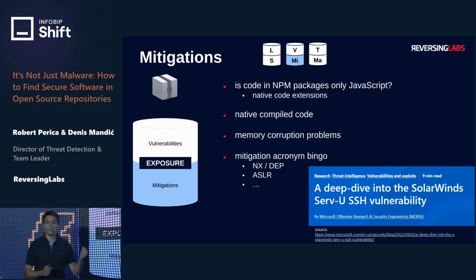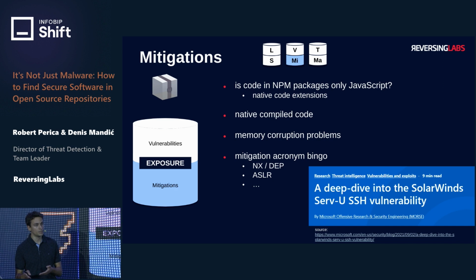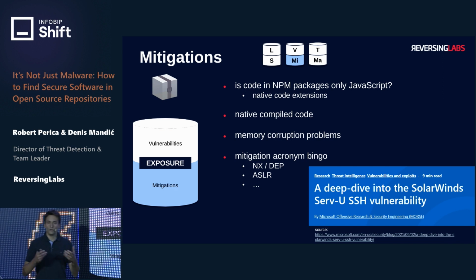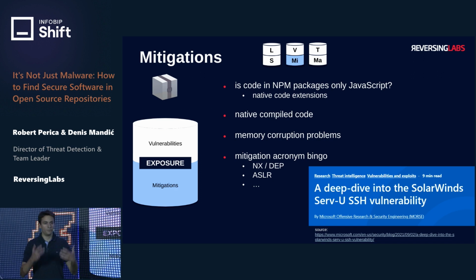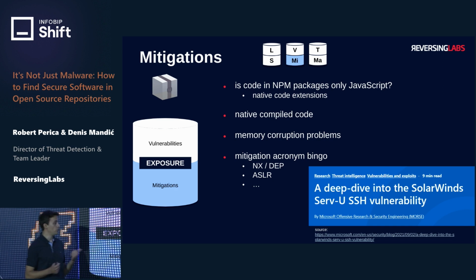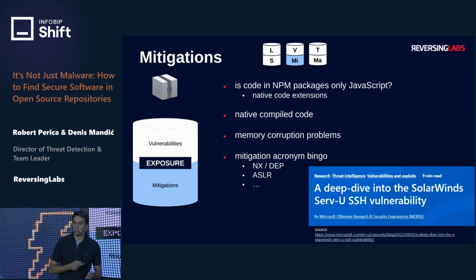Turns out, NPM allows native code modules, which are typically written in languages such as C and C++, which are compiled. They're typically used to provide more speed or to ostensibly provide protection for the code. But with compiled languages, you also invite memory corruption problems. And with those problems, you also get the mitigation acronym soup: non-executable memory, data execution prevention, address space layout randomization, and many more that you've probably never even heard of. Even big companies have trouble remembering them.